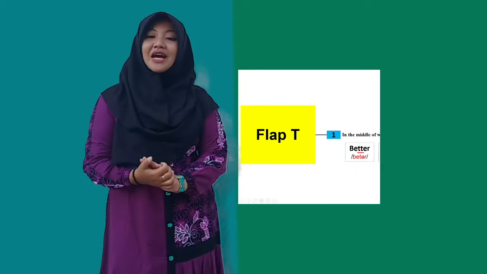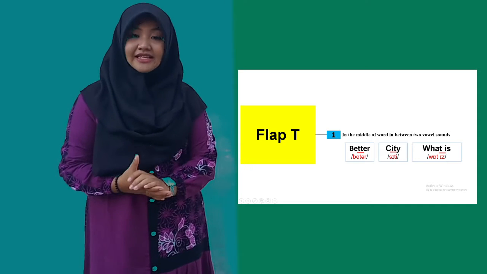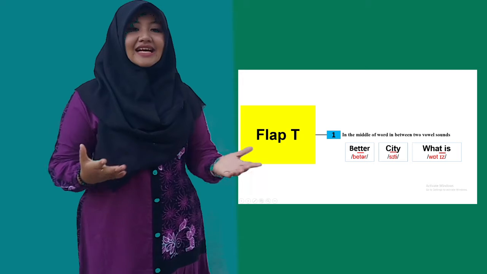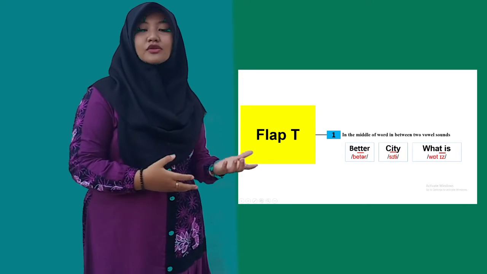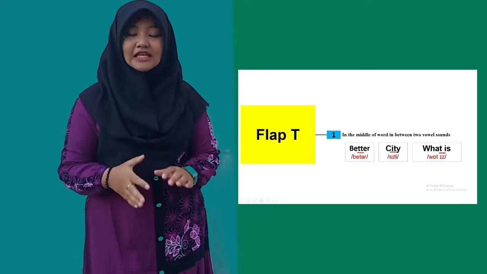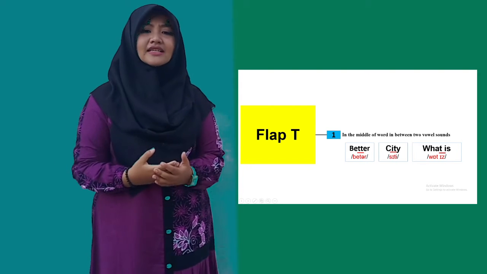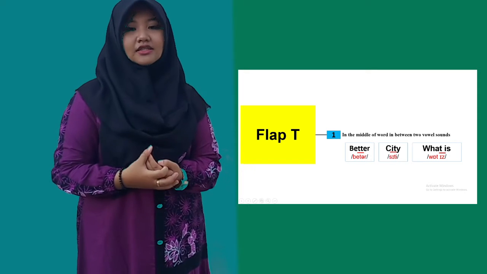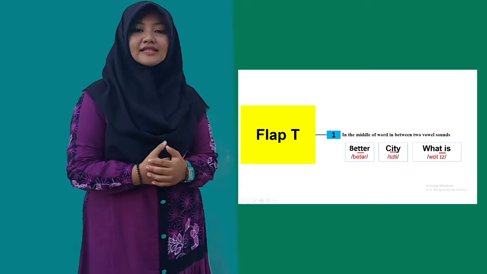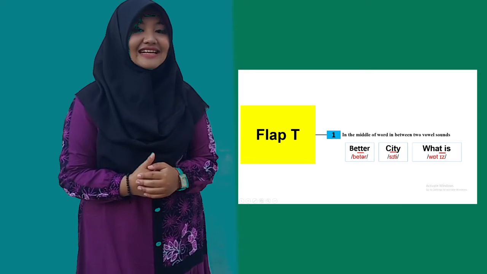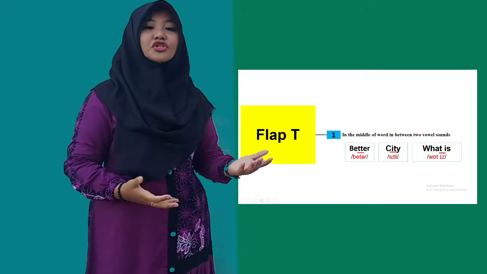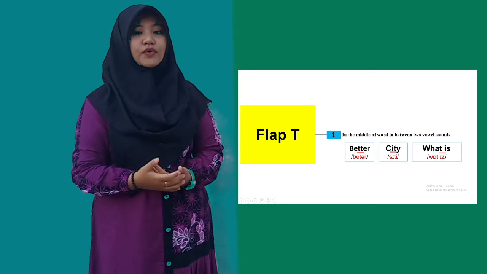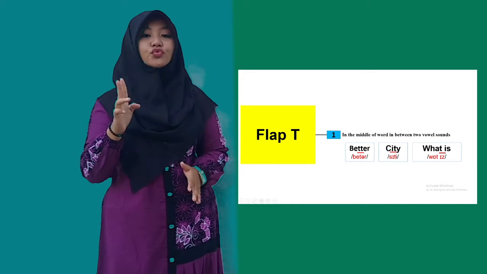The second type of American T is flap T or soft T. How to pronounce the flap or soft T? Exactly, it has a sound close to the D sound, but it's not exactly the D sound. So how to pronounce it? The pronunciation of a flap or soft T is like the D, D. And when should we pronounce the flap or soft T? If the T occurs in the middle of a word in between two vowels.